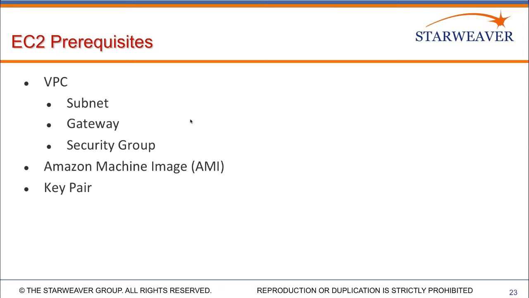So before you launch an EC2 instance, there are some prerequisites that you need to have. The first is a VPC, which stands for Virtual Private Cloud. You have to have a private network already established on AWS before you can launch an EC2 instance. And when you launch an instance, you have to say in what particular subnet you want the instance to go into.